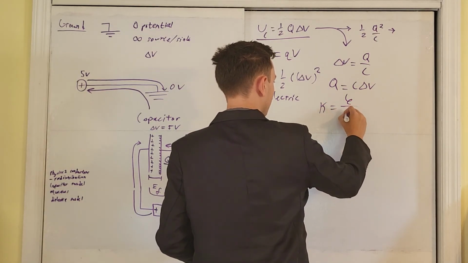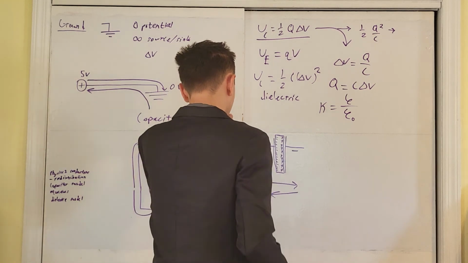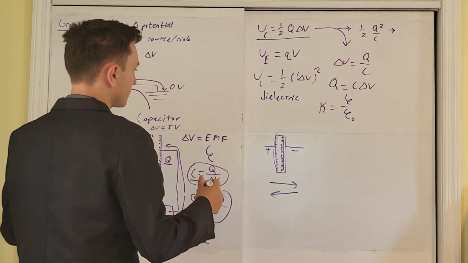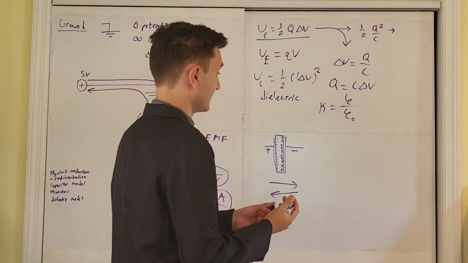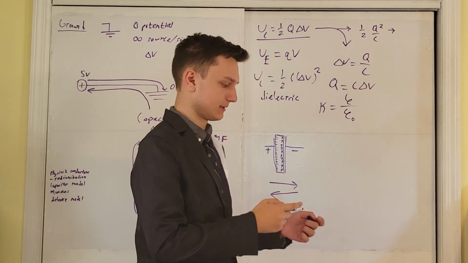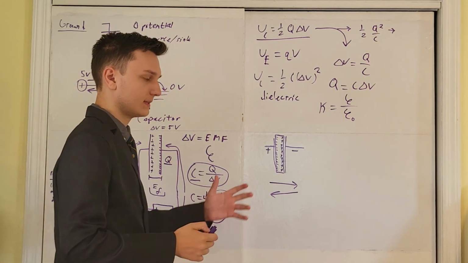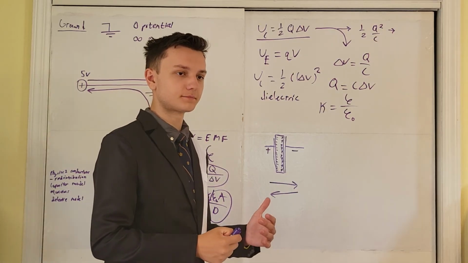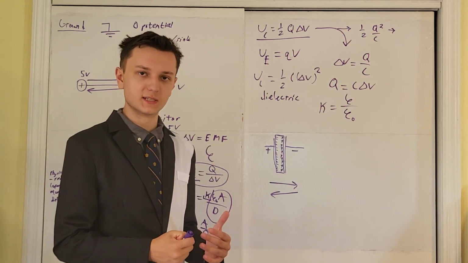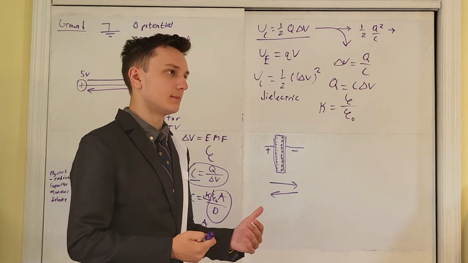Another equation you have on your equation sheet is the equation of the dielectric constant, kappa equals epsilon over epsilon naught. Now, this requires an understanding of what exactly epsilon naught is, okay? Epsilon naught is vacuum permittivity, the permittivity of free space. So what does that mean?